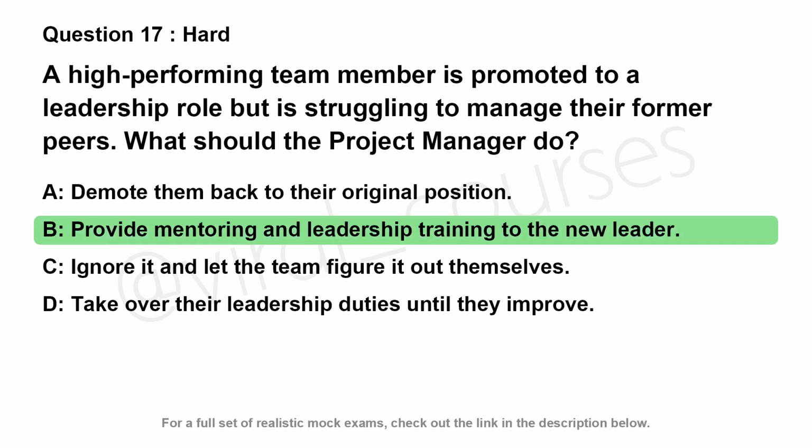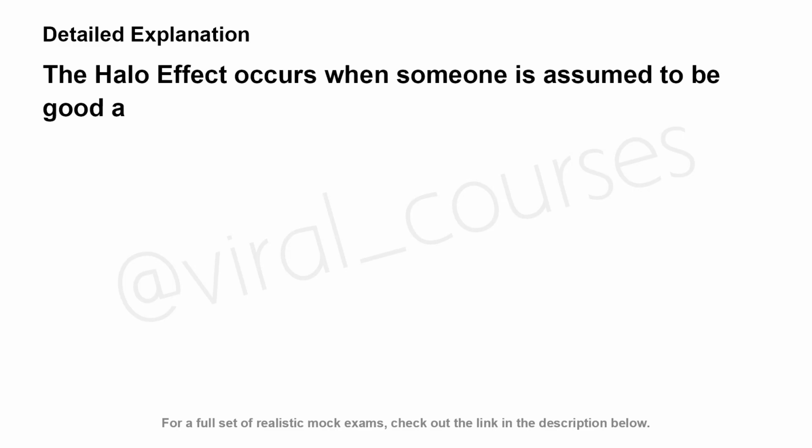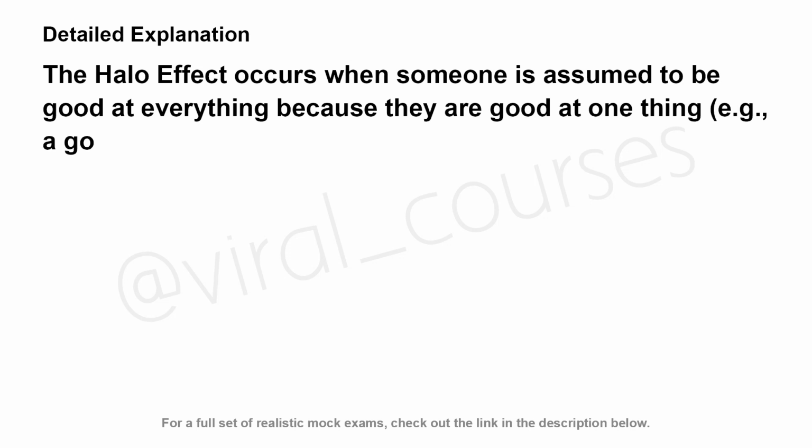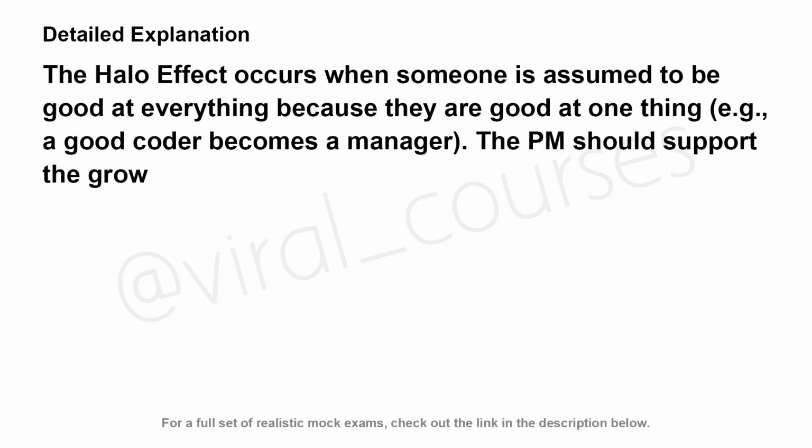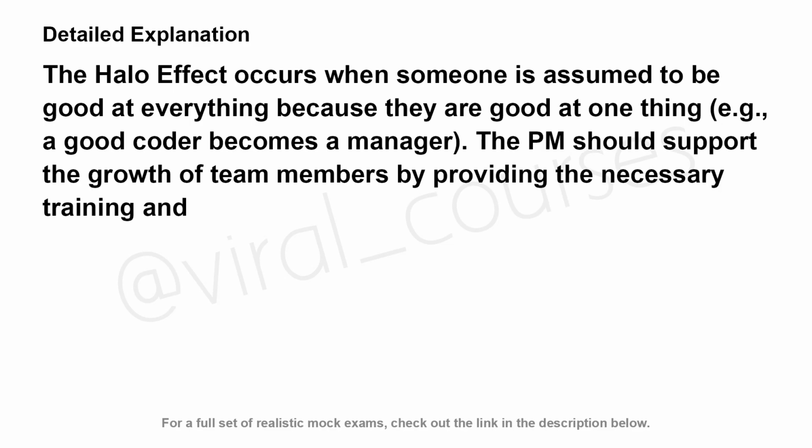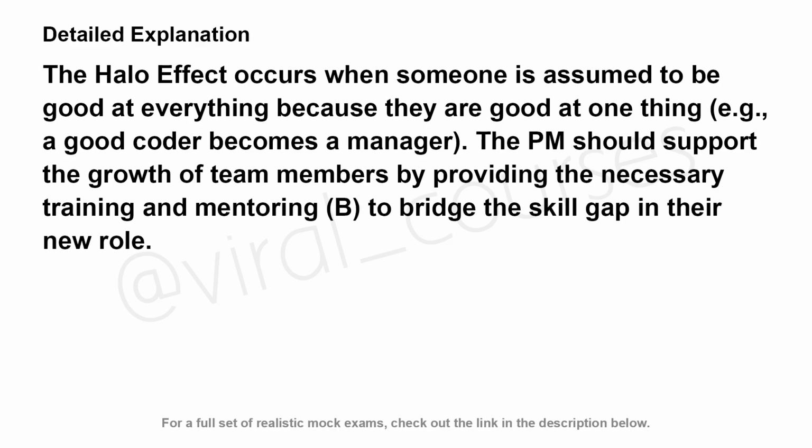The correct answer is B. The halo effect occurs when someone is assumed to be good at everything because they are good at one thing. E.g., a good coder becomes a manager. The PM should support the growth of team members by providing the necessary training and mentoring. B. To bridge the skill gap in their new role.